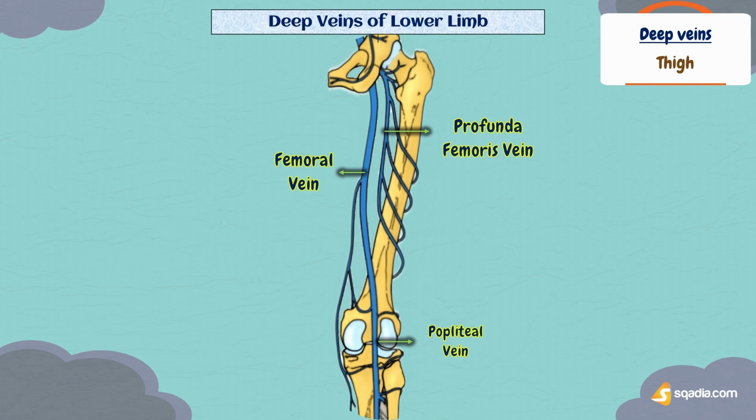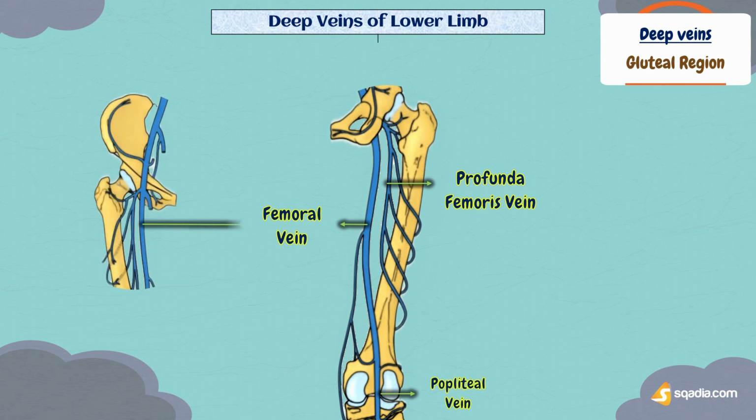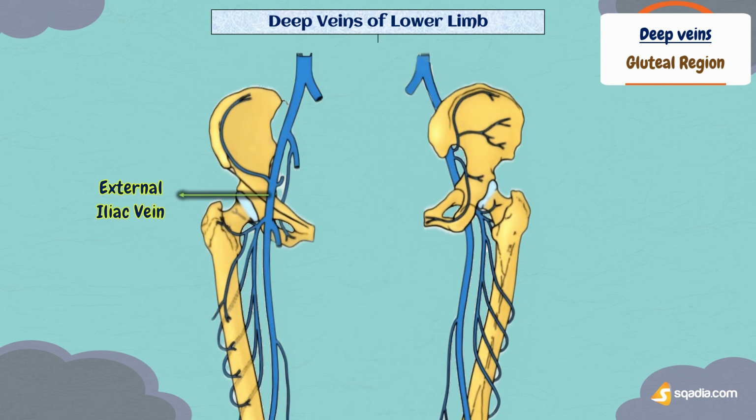The femoral vein leaves the thigh by running underneath the inguinal ligament, at which point it is known as the external iliac vein. If we ascend any further, we will enter the gluteal region. The deep veins found in the gluteal region are branches of the internal iliac vein. These are the superior and inferior gluteal veins. These empty into the internal iliac vein.